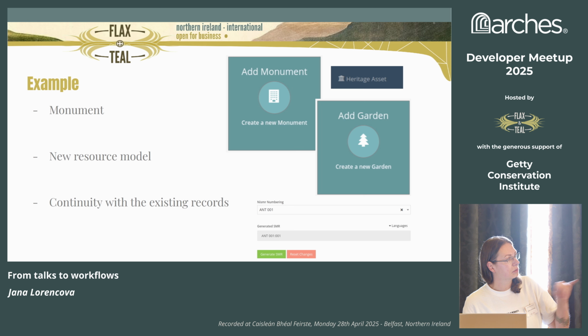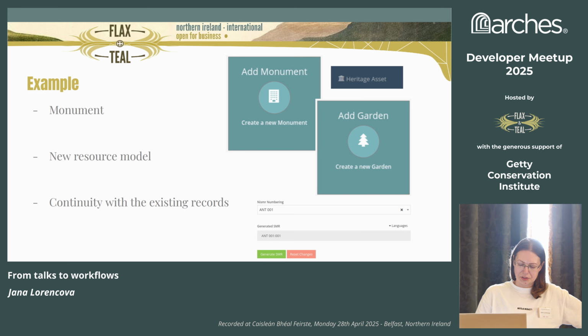So at the bottom, you can see the NISMR numbering. That's just a sample from the monument. So we give it specific data from a dropdown, from a new concept, and then the database is going to check and just add a new number to the end of it. So it's unique for all heritage assets. Monuments have a different format than buildings. Buildings have a different format than gardens. And then the IHR have their own separate number as well.